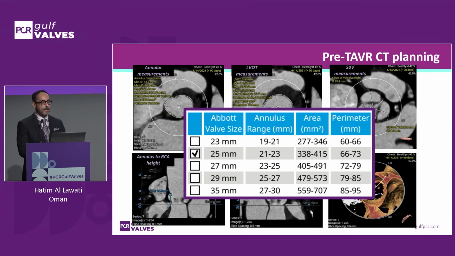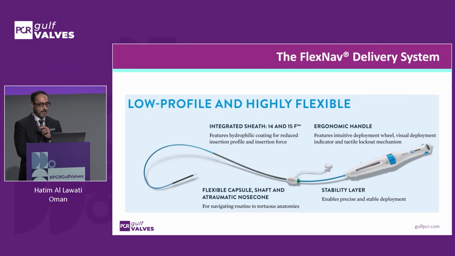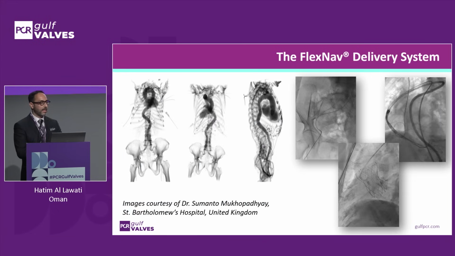We decided, given characteristics of the delivery system, to use the Navitor valve here and selected a 25 millimeter valve for the implant. The reason why we selected the Navitor system is because of the ergonomic profile of the delivery system, the FlexNav system, with its flexible capsule, flexible shaft, and hydrophilic coating. And we've seen in this case that the Navitor system was able to navigate very hostile vascular anatomy, leading to a successful implant.